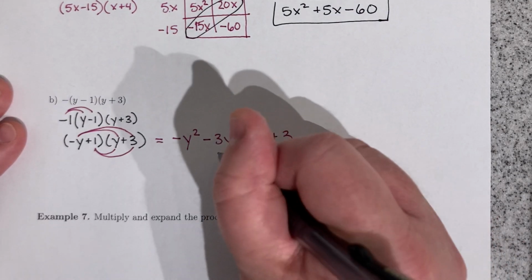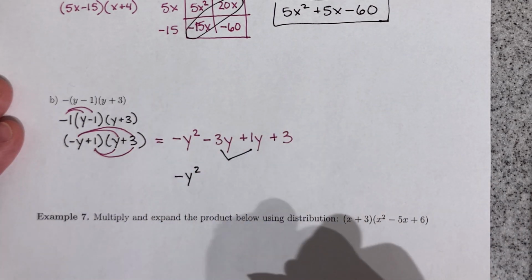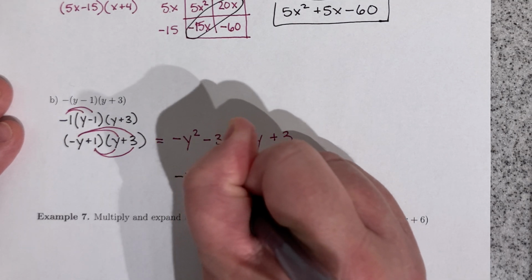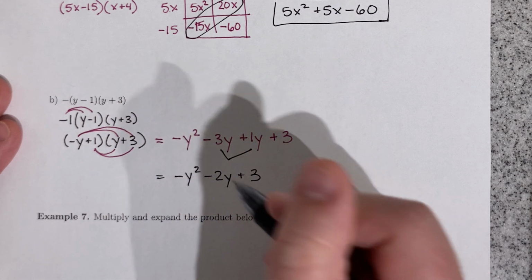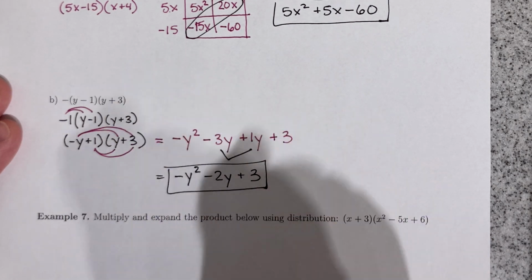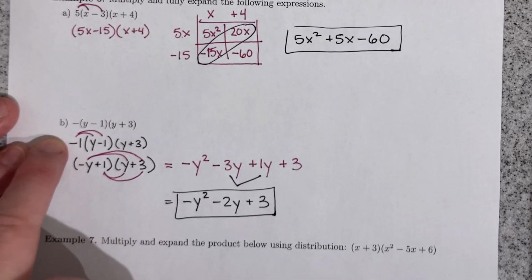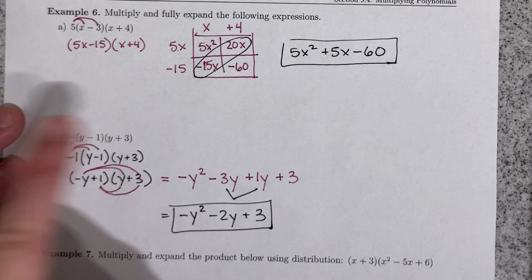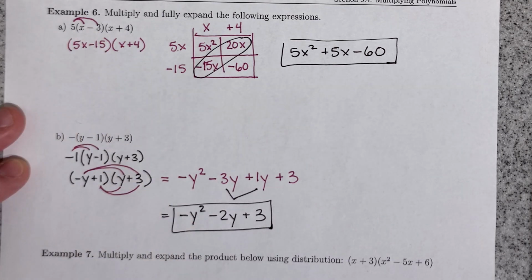Same situation, we've got some like terms. The negative y squared stays where it is. Negative 3 plus 1 makes minus 2y, and then plus 3. Nice. Hopefully that's making sense. And that way, if you see a number in front of those parentheses, multiply that out first, just inside one of the parentheses though, not both.